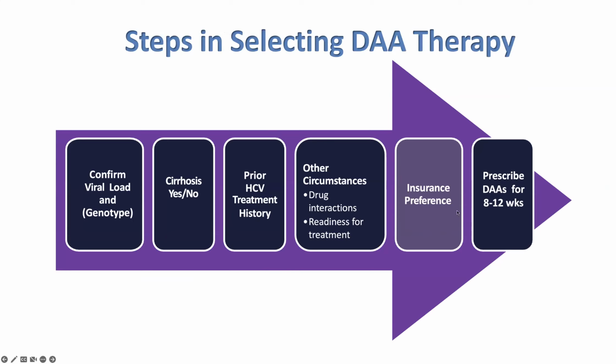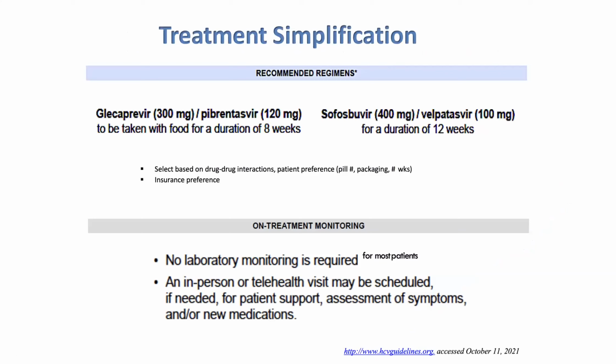And sometimes I think it matters to the patient the number of pills and whether they want to do 8 versus 12. Most people want to do a shorter course, but some people already have a big pill burden. So 3 more pills every day is sometimes something that needs to be considered. So this is just to say that these are the 2 drugs that you need to be aware of. These are the ones that I want you to get comfortable with: GP and sof-vel, one for 8 weeks, one for 12. There are also some requirements for them to be taken with or without food. So that's something else you have to keep in mind. You would base your selection on drug-drug interactions, patient preference, insurance preference.